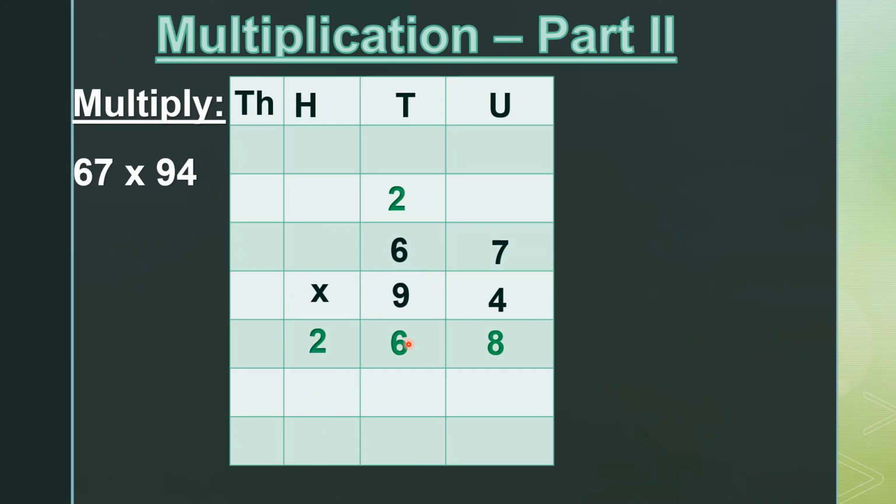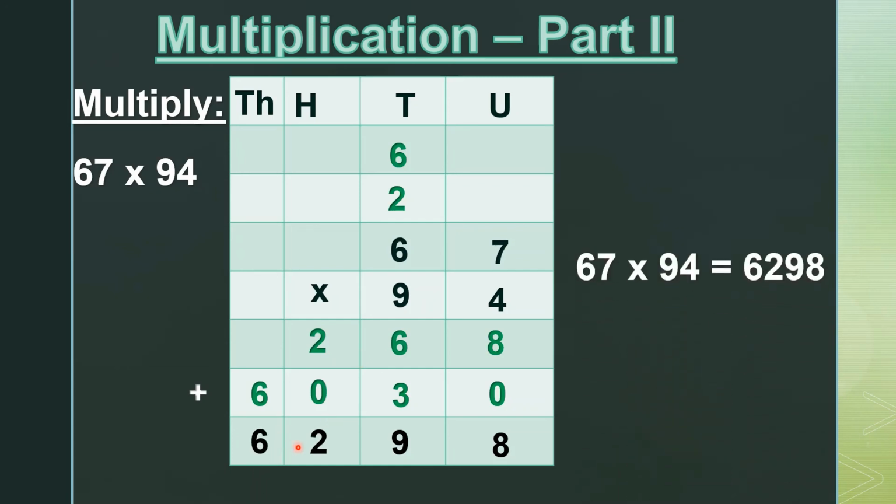Now we write 0 in units place. Now 9 sevens are 63. We write 3. 6 is carry forwarded. 9 sixes are 54. 54 plus 6 we get 60. Now let us add these two numbers. 8 plus 0 we get 8. 6 plus 3, 9. 2 plus 0, 2. 6 is brought down. So 67 multiplied by 94 we get 6298.